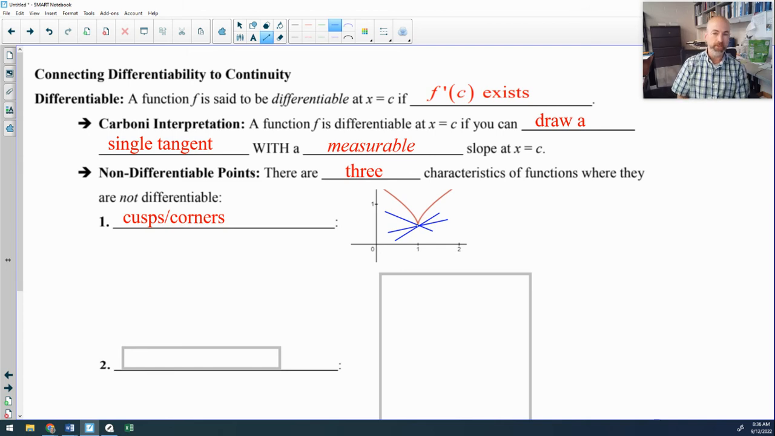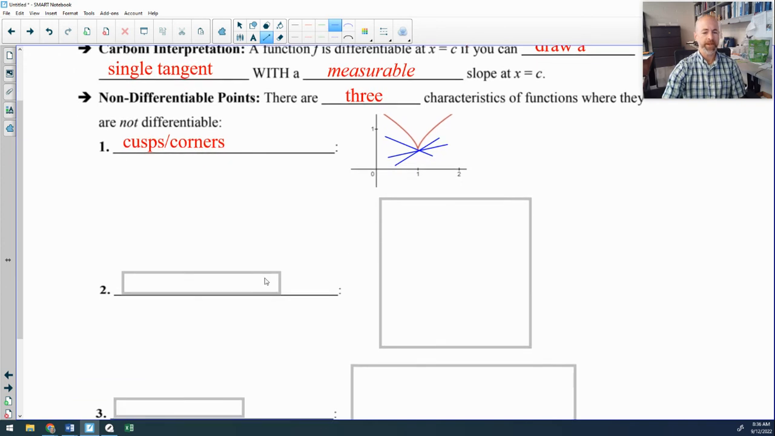If I zoom in really close to that one point, it doesn't resemble a line, which is really what we're looking for in differentiability. You cannot draw a single tangent there. It's non-differentiable. So let's look at another one.